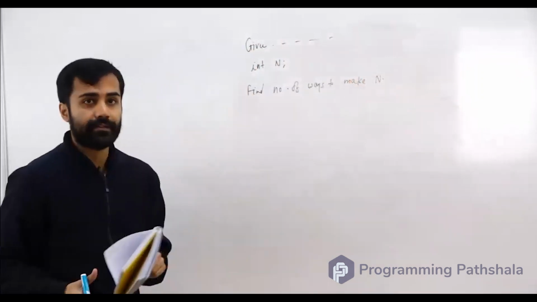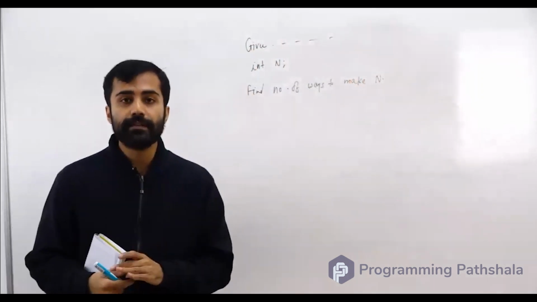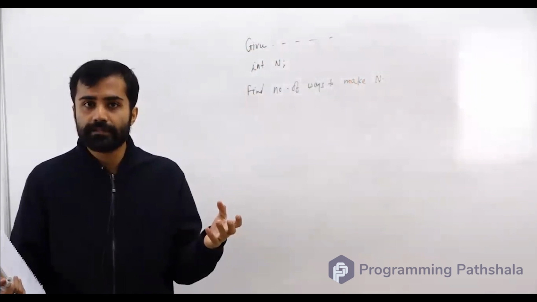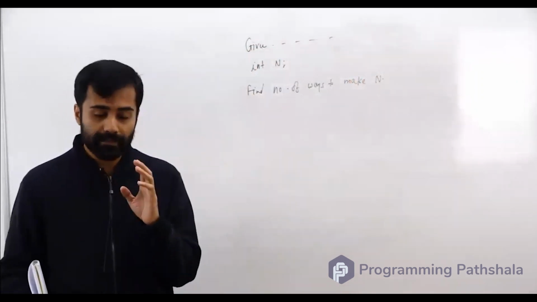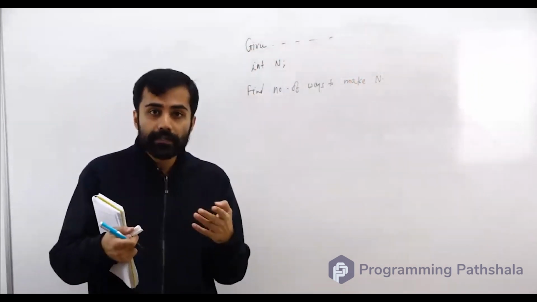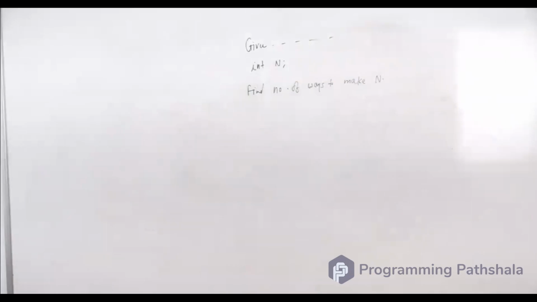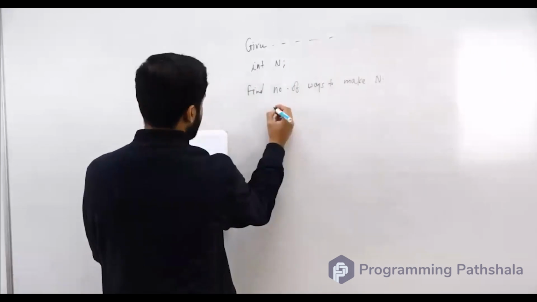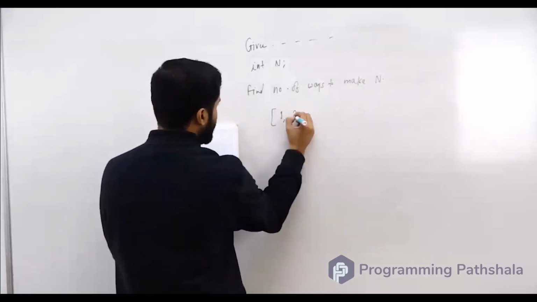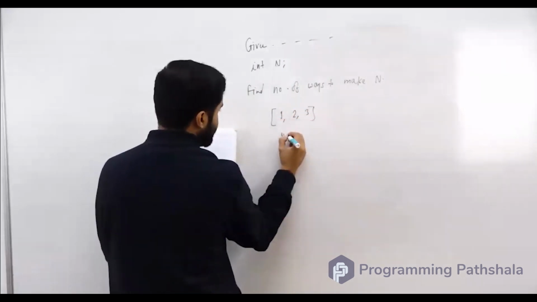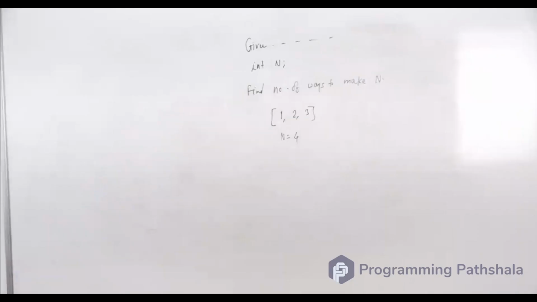This question is different. In the last question, we were interested in finding the minimum number of coins to make n. Here we are interested in knowing the different ways in which I can make n. Let's take a quick example. We have 1, 2, and 3, and n is 4. How many different ways are there?